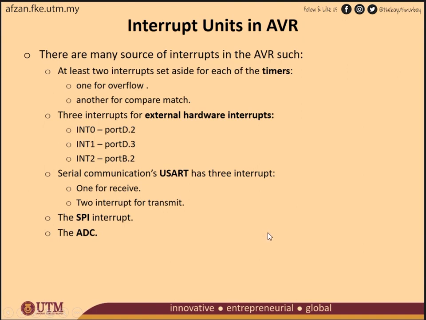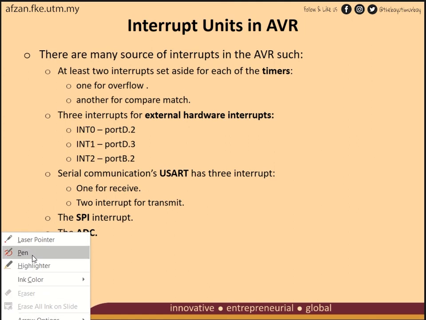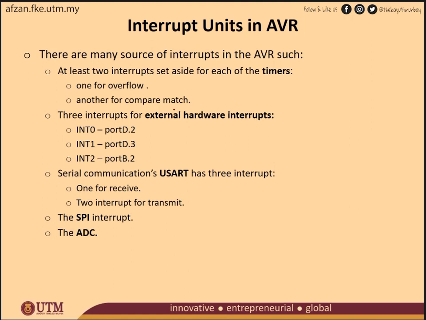Okay, there are many sources of interrupt in the AVR. At least two interrupts are set aside for each of the timers. The first one we call a timer interrupt. There are two types of timer interrupt. One we call the overflow method, the second one we call the compare match method. For the timer interrupt, we will learn in the next few slides. These methods, overflow and compare match, you will learn in detail in the timers module.